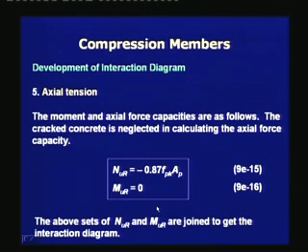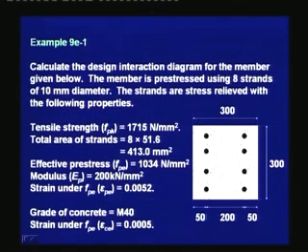Last, we come to the axial tension, where the moment and axial force capacities are given directly. The cracked concrete is neglected in calculating the axial force capacity. Thus, the axial force capacity is equal to minus 0.87 times FPK times the total prestressing steel, which is AP, and MUR is equal to 0. The above sets of NUR and MUR are joined to get the interaction diagram.